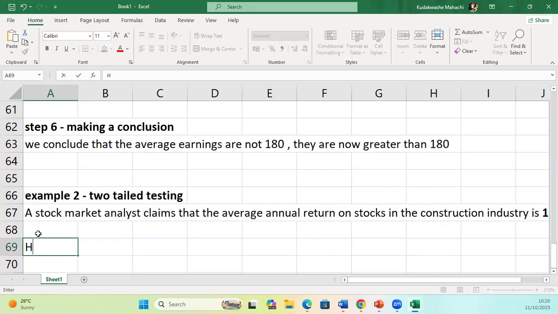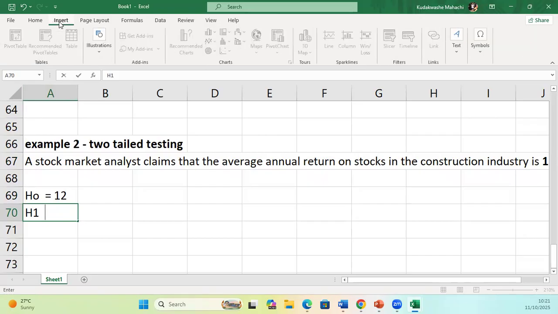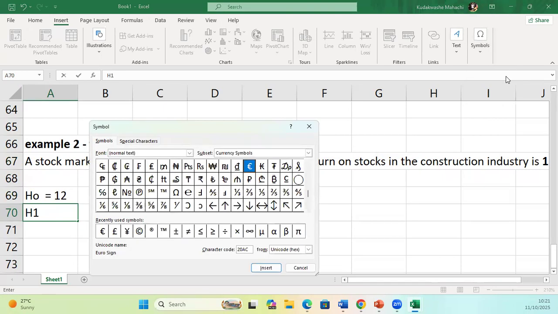H naught is claiming the average is 12. So the null hypothesis is saying the average is 12. But the alternative hypothesis, we want to test that claim. So if we are testing the claim, it means we are doubting that the average is 12. We are saying the average is not 12. So the sign that we are supposed to use is the average is not equal to 12. Let me see if I can get not equal. Yes, here is the sign that I want.